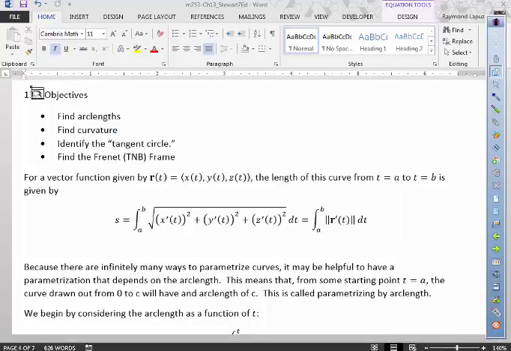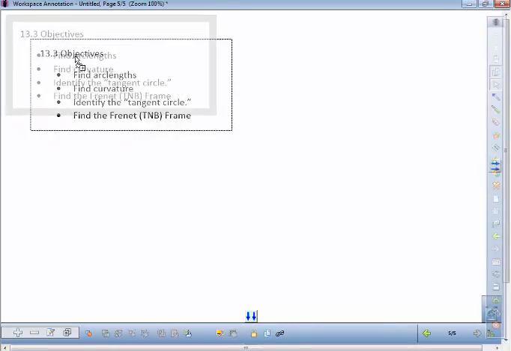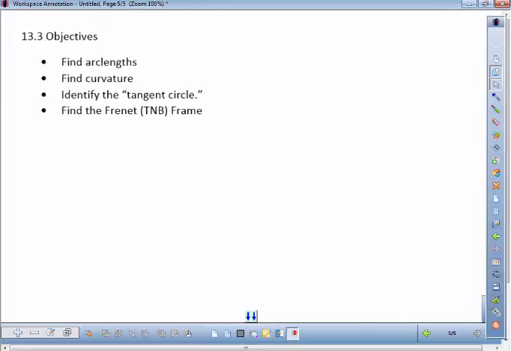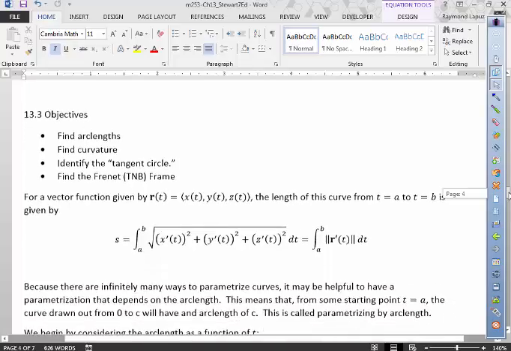And so let's get this in our notes. Arc length and curvature, yeah. I didn't have a title. Did I have a title? No, I don't have a title. Yes, arc length and curvature. All right.